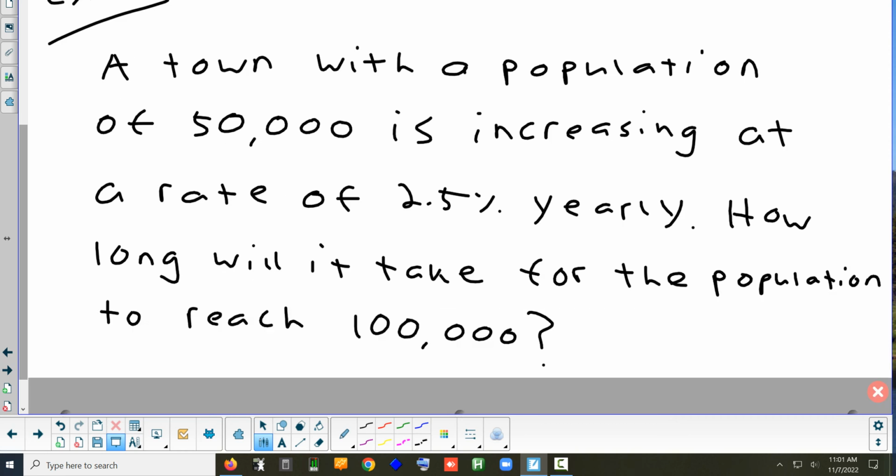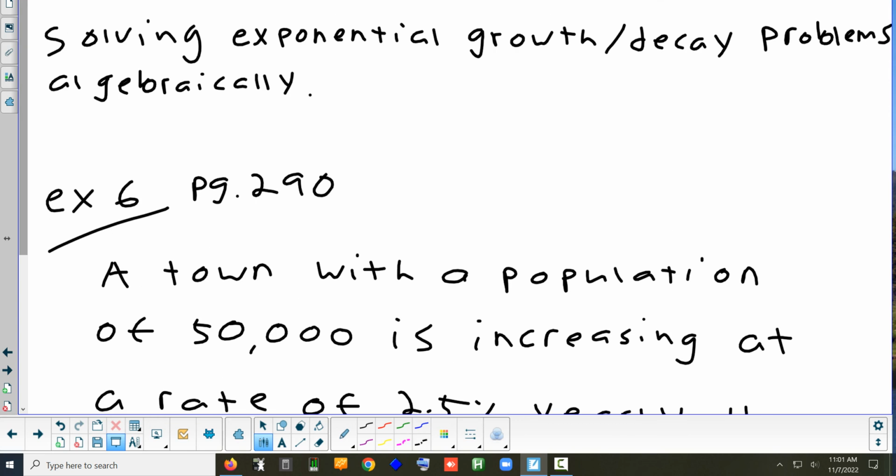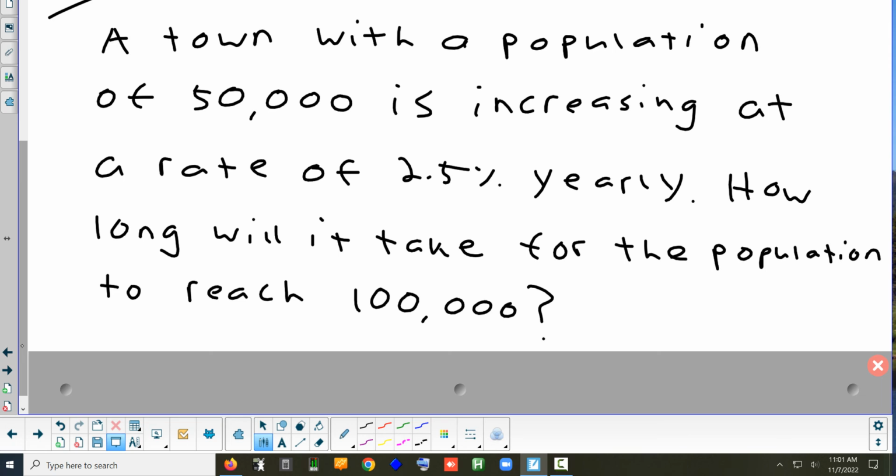So first thing we have to remember is our equation for exponential growth or decay. So we'll figure out which one this is. And then we'll plug some numbers in, and we'll solve it first the way we've done it before. And then I'm going to show you how to solve it algebraically. Okay. First of all, is this an exponential growth problem or exponential decay? Growth.